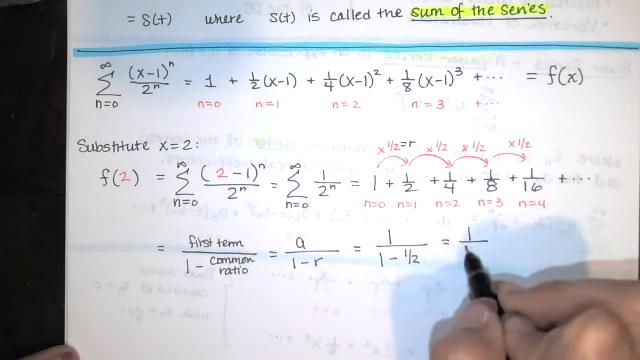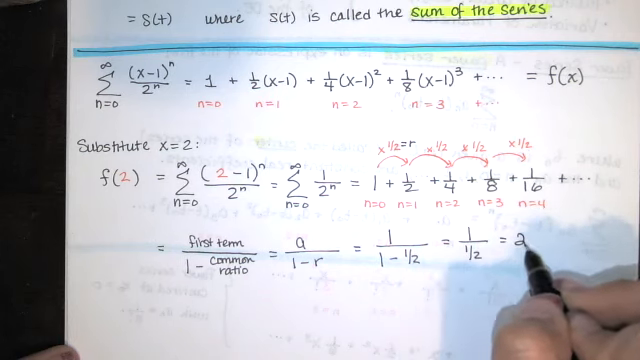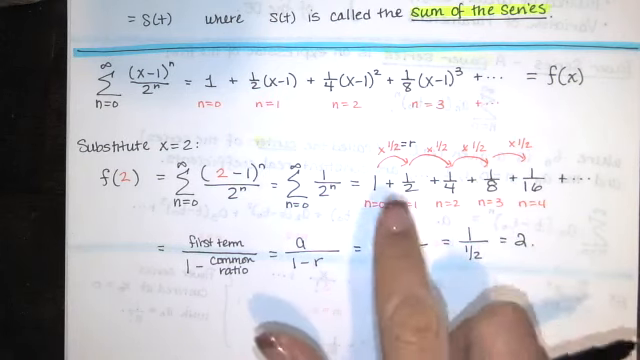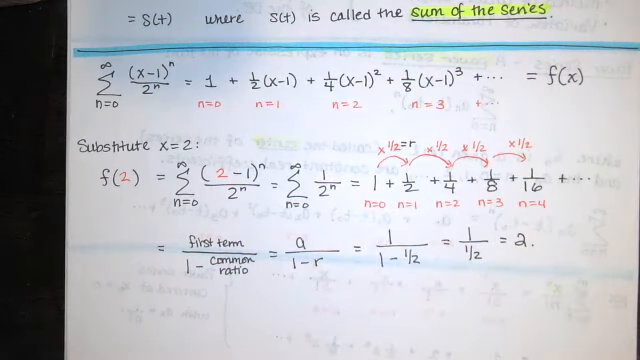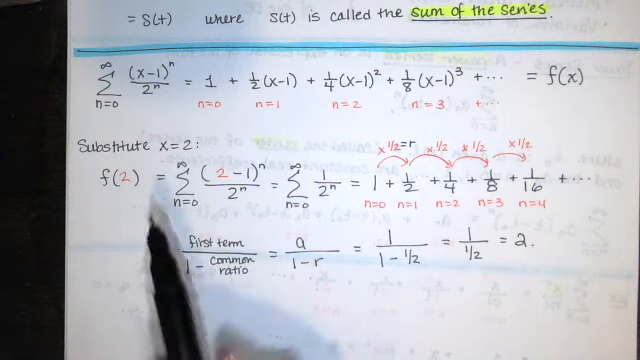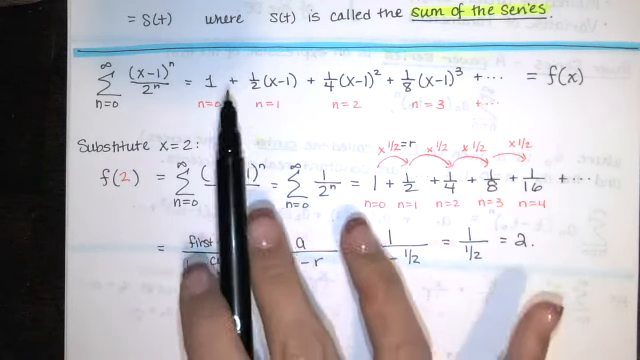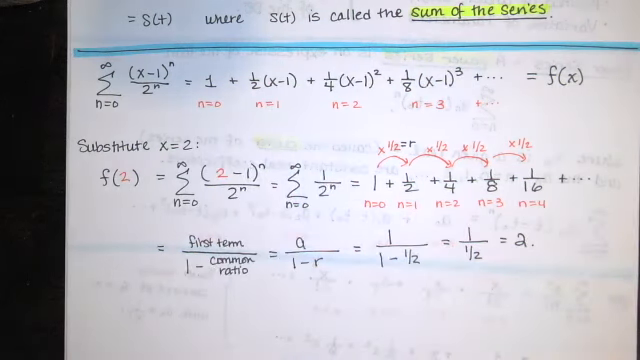And so we have 1 over 1/2, which is 2. So it turns out you're able to add this 1 with all of these infinitely many positive fractions, and they're getting so small, so fast that when you add them all together, the sum of that is 2. So that means x equals 2 works. This converges for x equals 2.